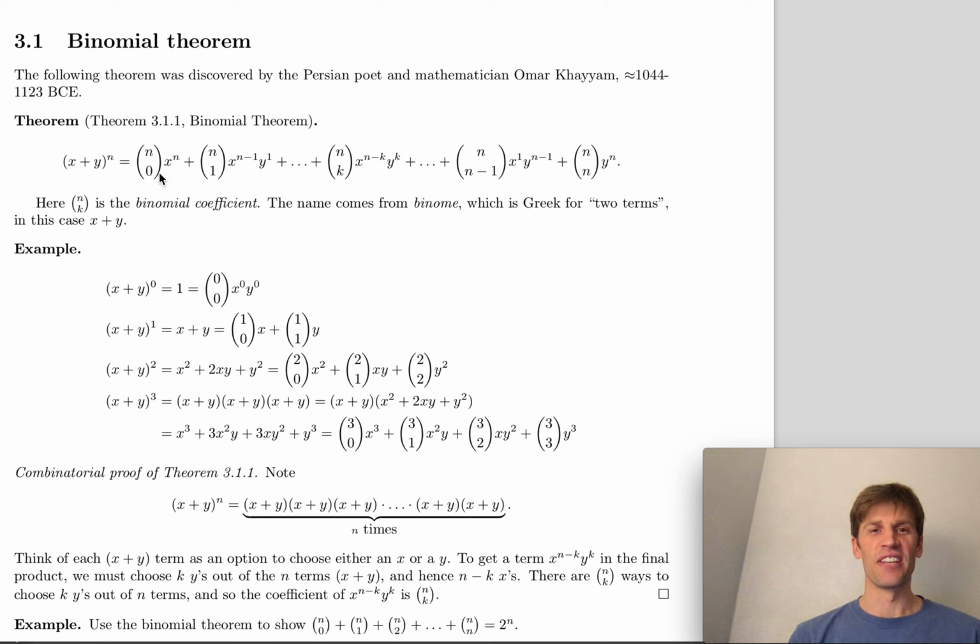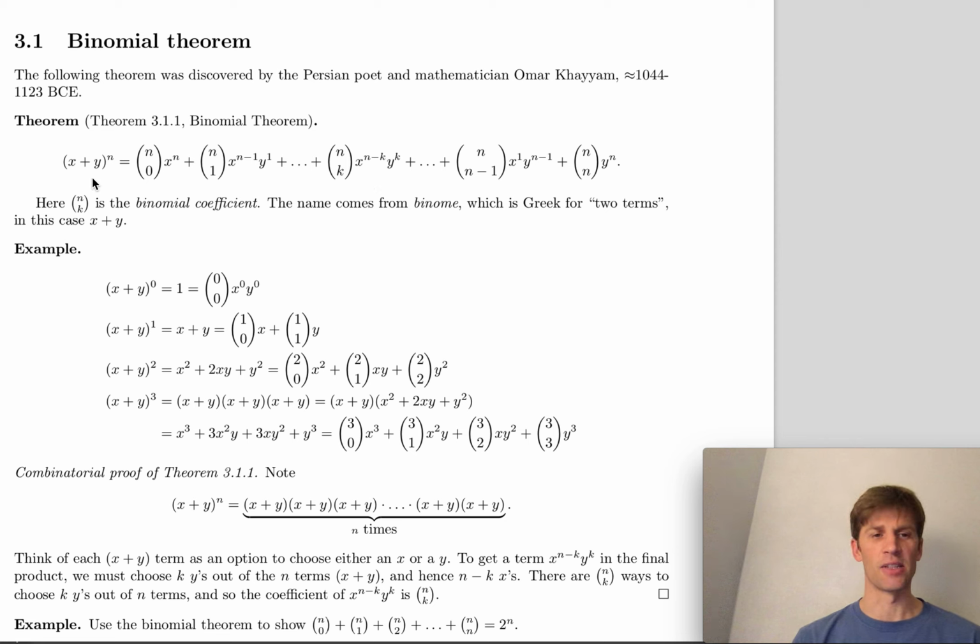It states that if you take two variables, x and y, add them together, and then raise x plus y to the nth power, then what you get is a sum of terms of the form x to the n minus k times y to the kth power, etc. And the coefficient in front of the term that has k copies of y and n minus k copies of x is n choose k.